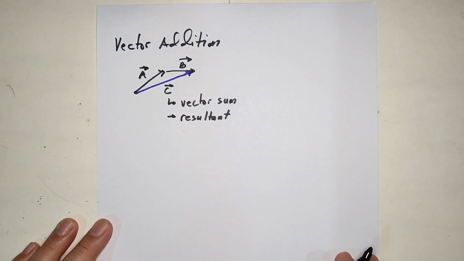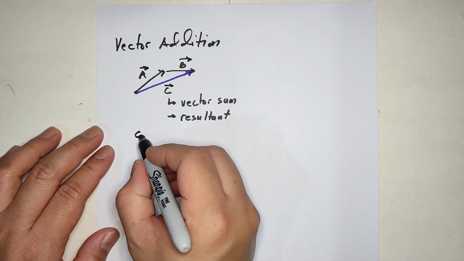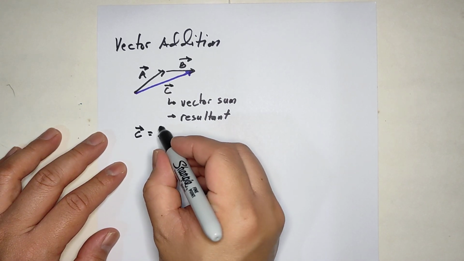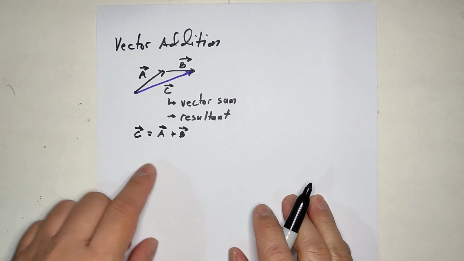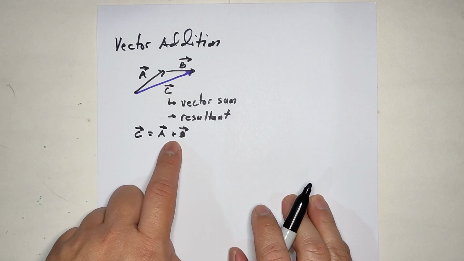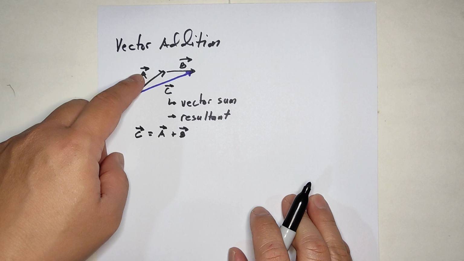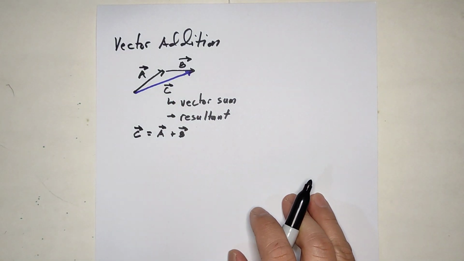Okay, now in a mathematical equation, this is vector C, the sum vector, equals vector A plus vector B. Take note, they are not an algebraic sum. So if this is 5, this is 3, it's not 8.